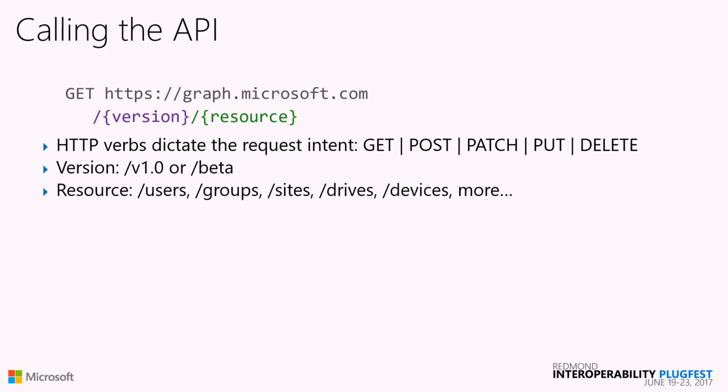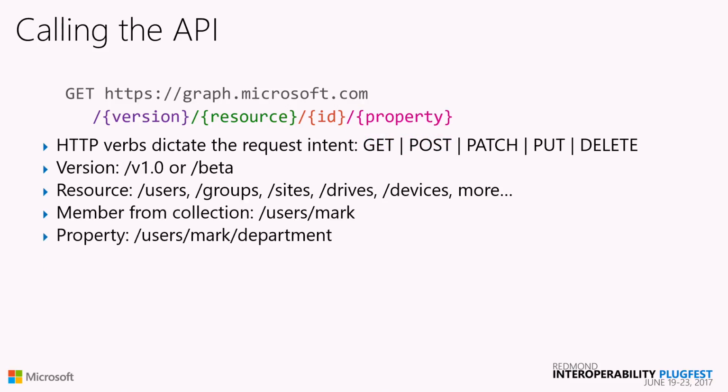Once you have the version on there, then you can start to append the paths to individual resources. So that might be users or groups or sites, right, as you can see here. Typically, underneath paths, you can start to append further navigation. So for instance, I can add a particular ID to get an individual user. And we'll see this when we do the Graph Explorer demo in a minute.